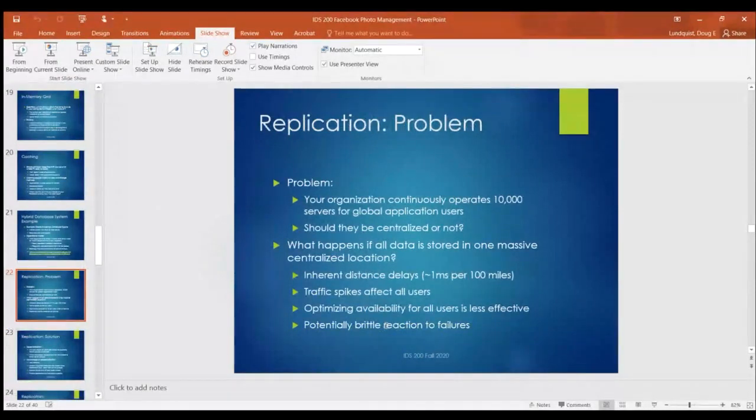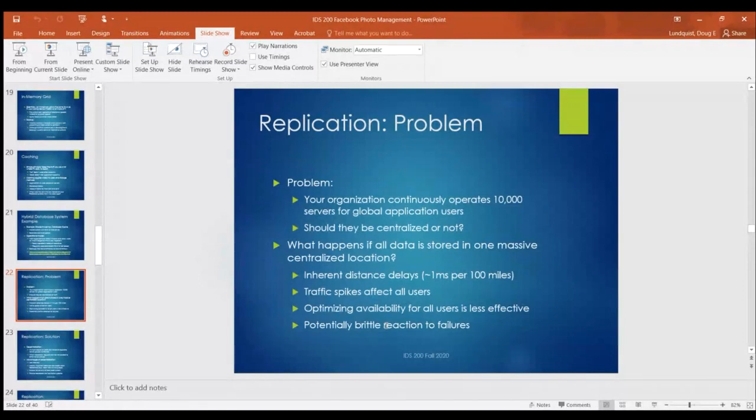Okay, another issue, replication. Facebook stores multiple copies of data, right? So the question is, where and how is all of this going to be stored? Suppose your organization runs 10,000 or so servers for application users all over the world, like Facebook. Well, basic question, should they be centralized or not? What happens if all the data is stored in one massive centralized location?